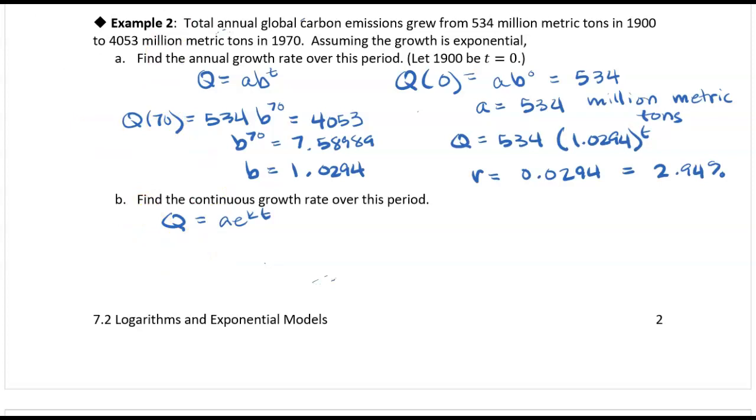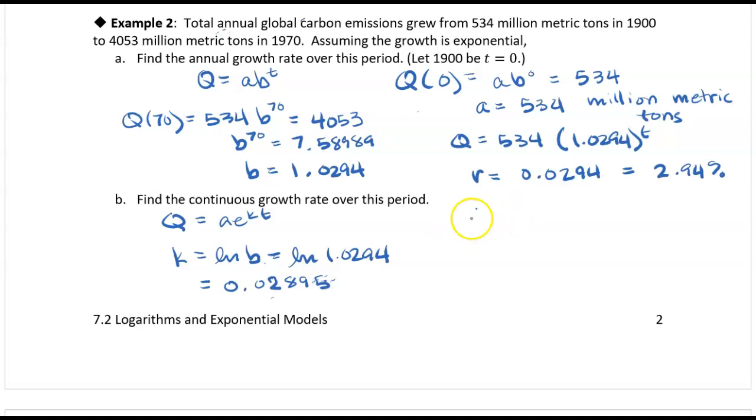All right. Let's go back. We want K, right? K is equal to the natural log of B. That's what we found. So the natural log of 1.0294 gives us a K value of 0.02895.